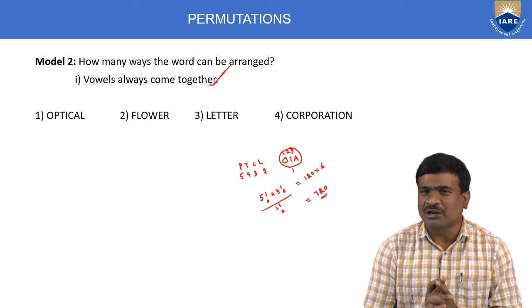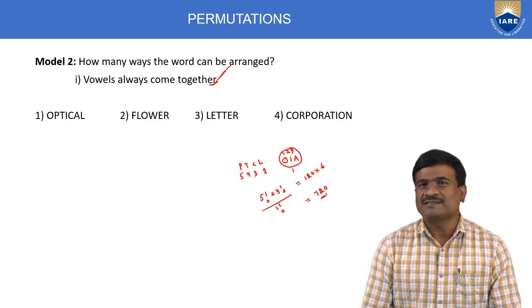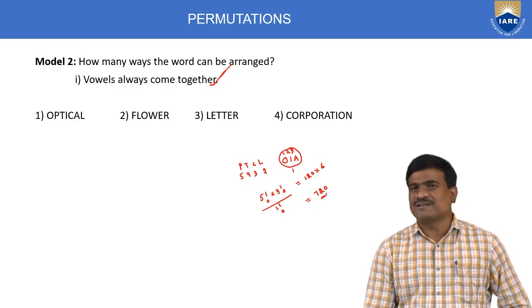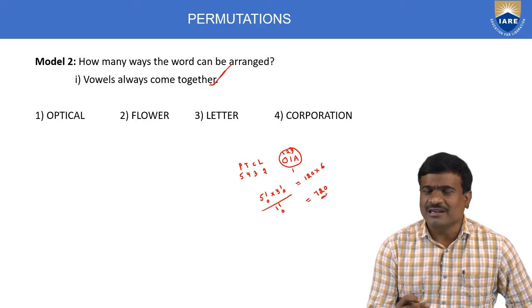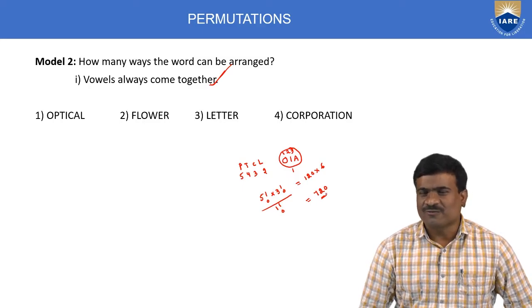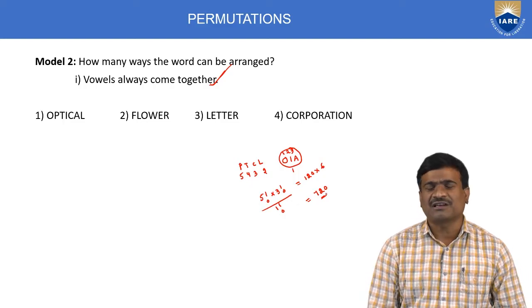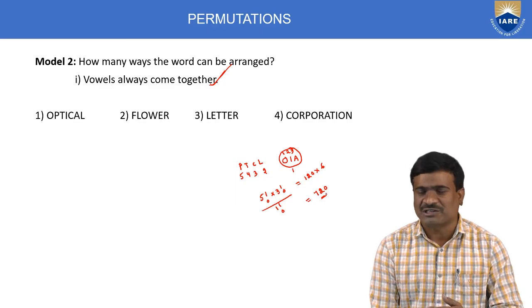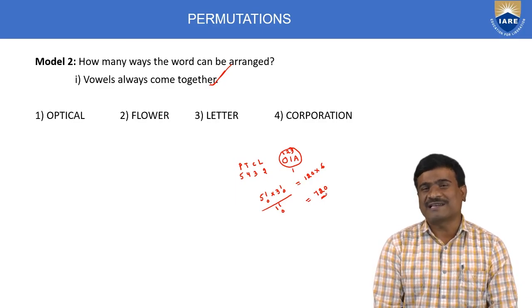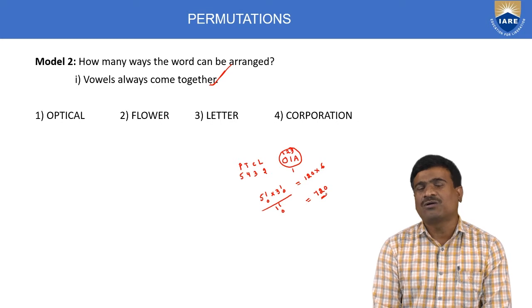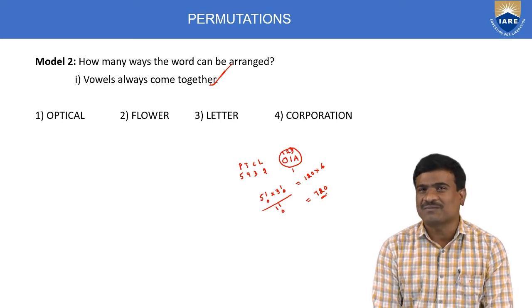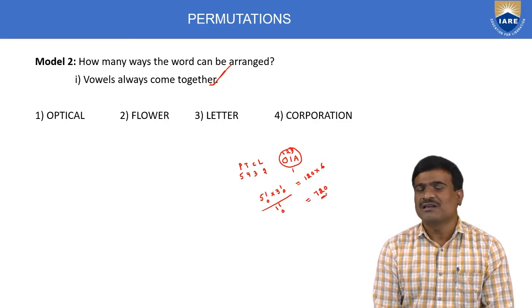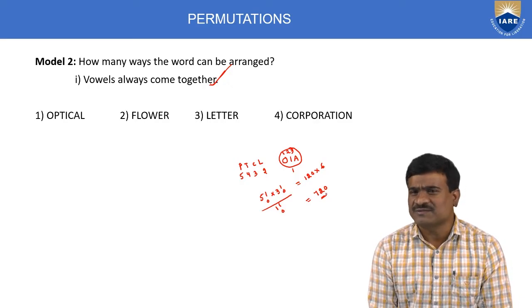Here is the second model in permutations. How many ways can the word be arranged such that all the vowels always come together? Here clearly the event condition is given. In the first model there is no event condition; calculate the permutation of all events, that is, all arrangements. But in the second model, the event condition is that all the vowels always come together or consonants always come together. When these types of questions are given, apply the method. Your method is very simple.